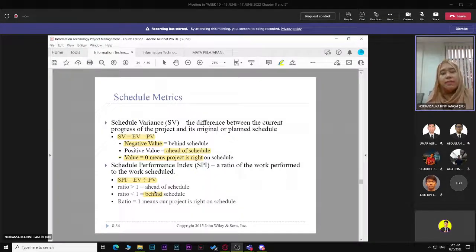And also the same when we want to know the productivity for each RM1 that you spend. So SPI, the ratio, earned value divided by planned value. If it is more than 1, ahead of schedule; less than 1, behind schedule; right 1 is right on schedule. So the condition and explanation are similar to the budget variance just now.